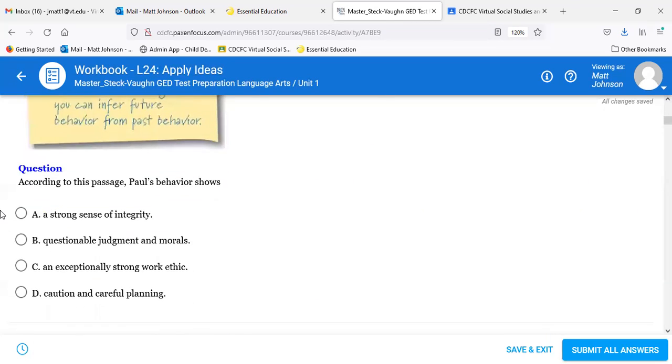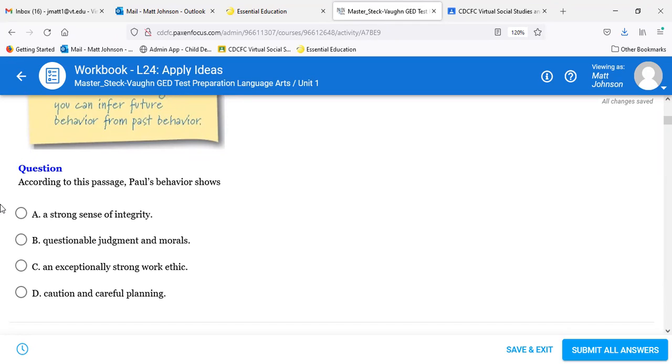So number one, how about Sasha Gay? You want to read number one for us? It says, according to the passage, Paul's behavior shows A, strong sense of integrity, B, questionable judgment and morals, C, an exceptionally strong work ethic, or D, caution and careful planning.